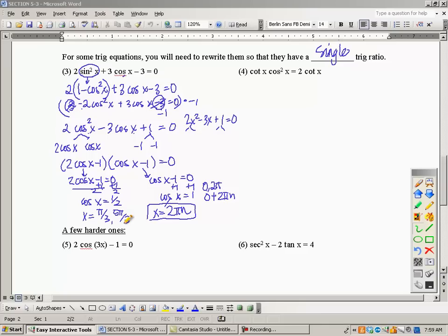Now again, the period of cosine is 2 pi, so my two answers are going to say pi over 3 plus 2 pi n, and 5 pi over 3 plus 2 pi n. And so actually what happens here, normally we think we have two answers because it's squared. With trig values though, you have 3, and looking at this, you've got 1 here, pi over 3, 5 pi over 3, and 2 pi n.